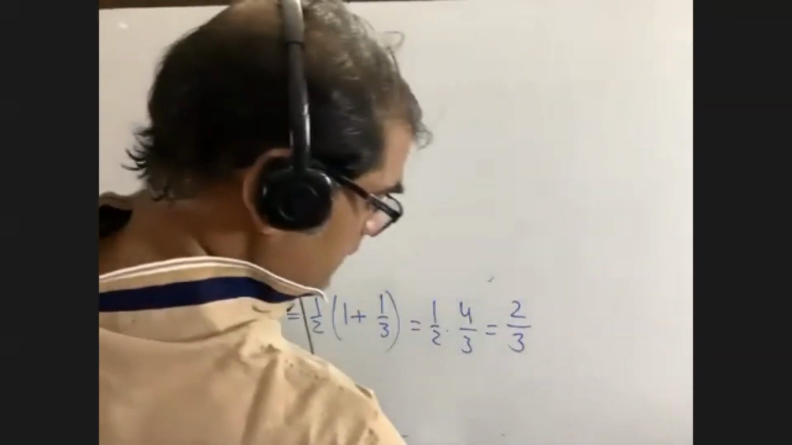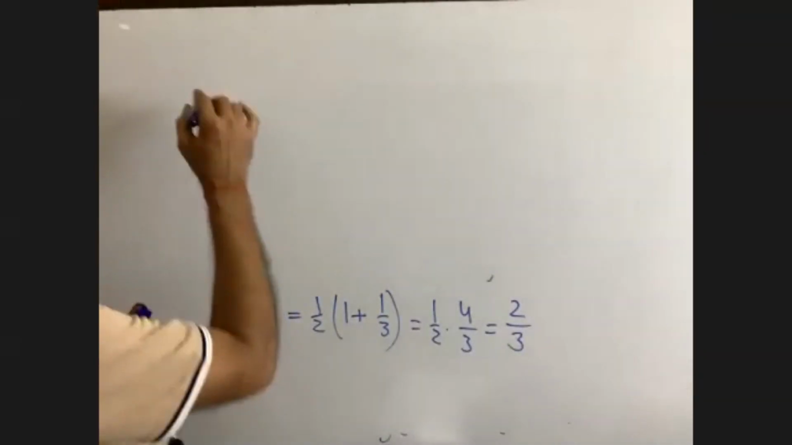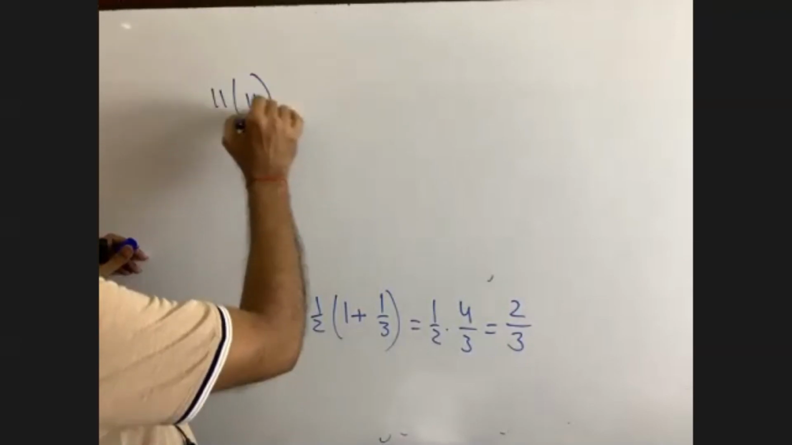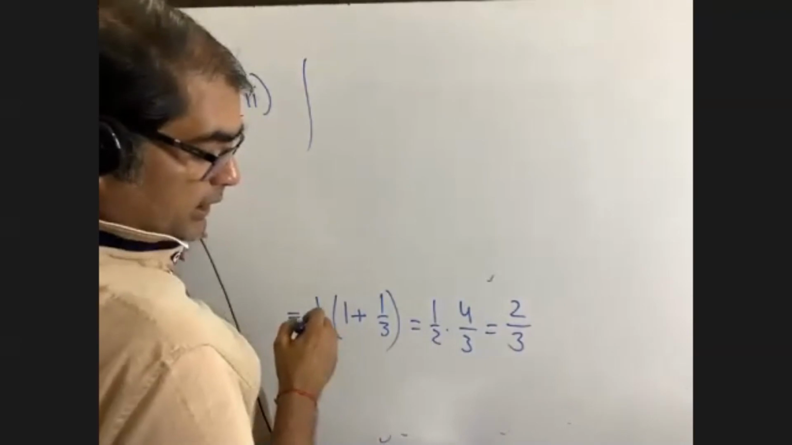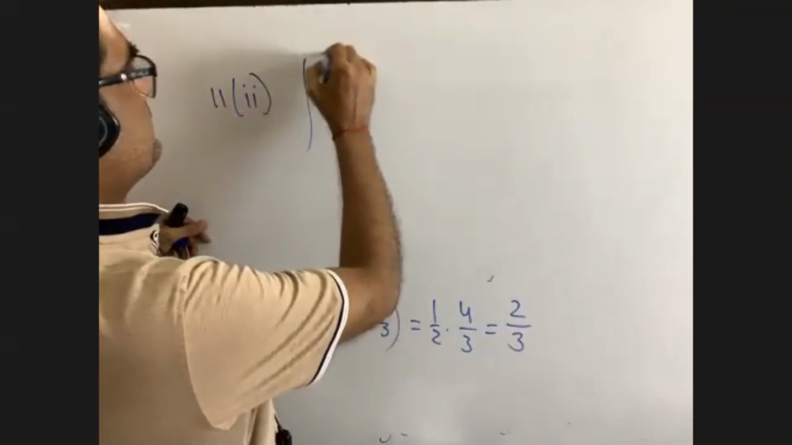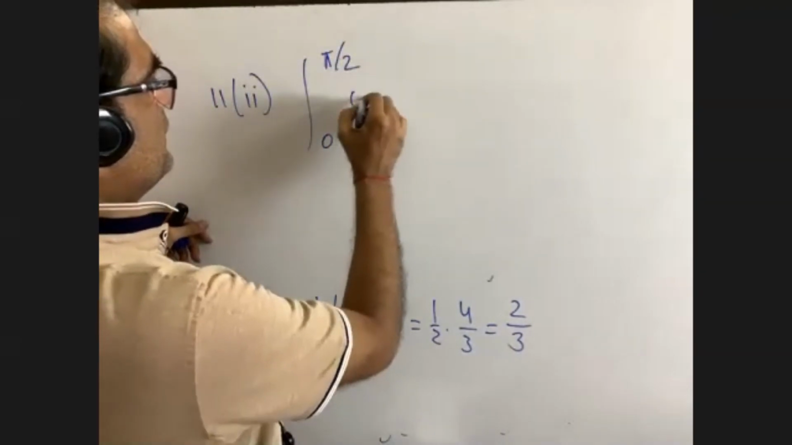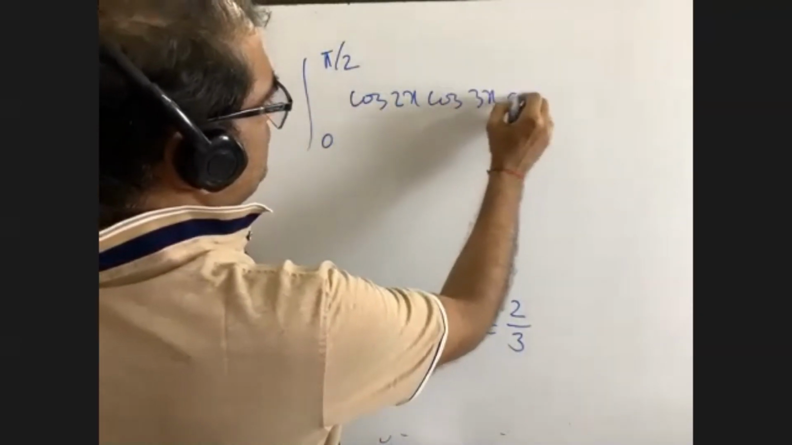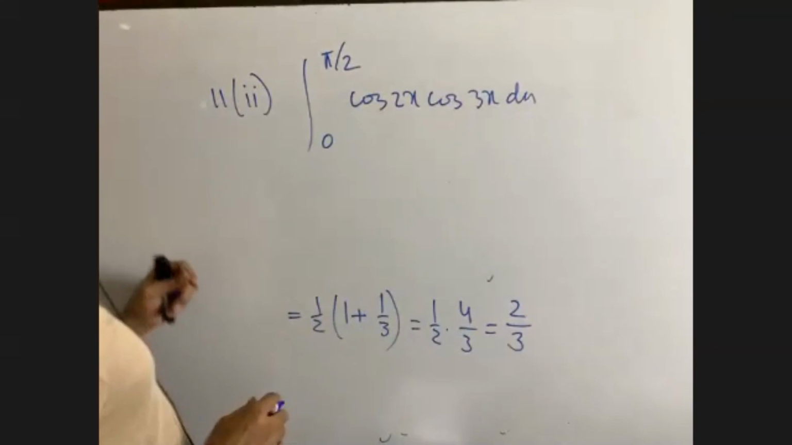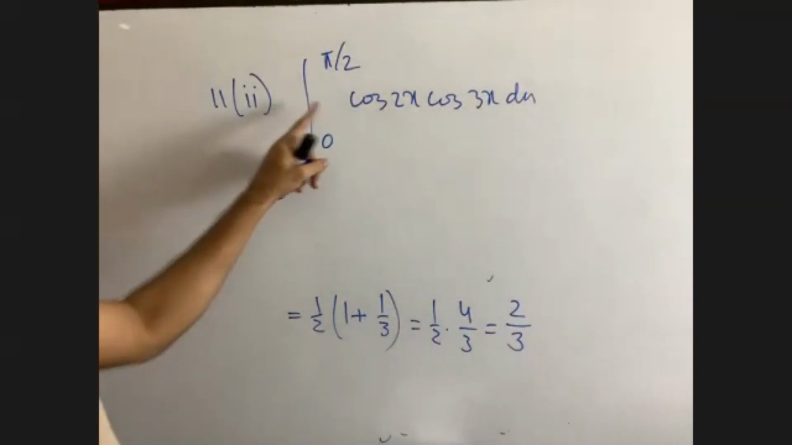Now question number 11.2, you will do it at home. The integral from 0 to pi by 2 of cosine 2x cosine 3x dx. What will you do? You write down half into 2.